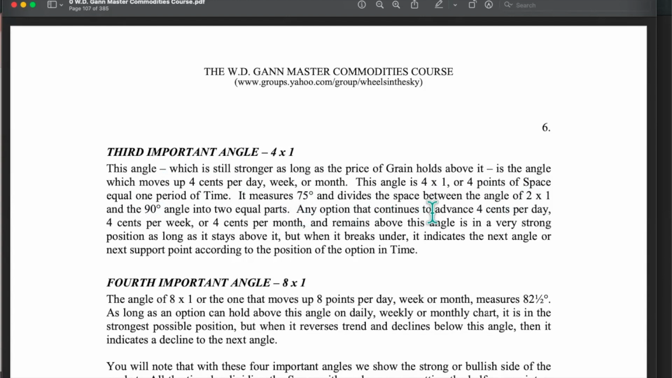An option that continues to advance 4 cents per day, 4 cents per week, or 4 cents per month and remains above this angle is in a very strong position. Again, next above that is the fourth important angle, 8 by 1.